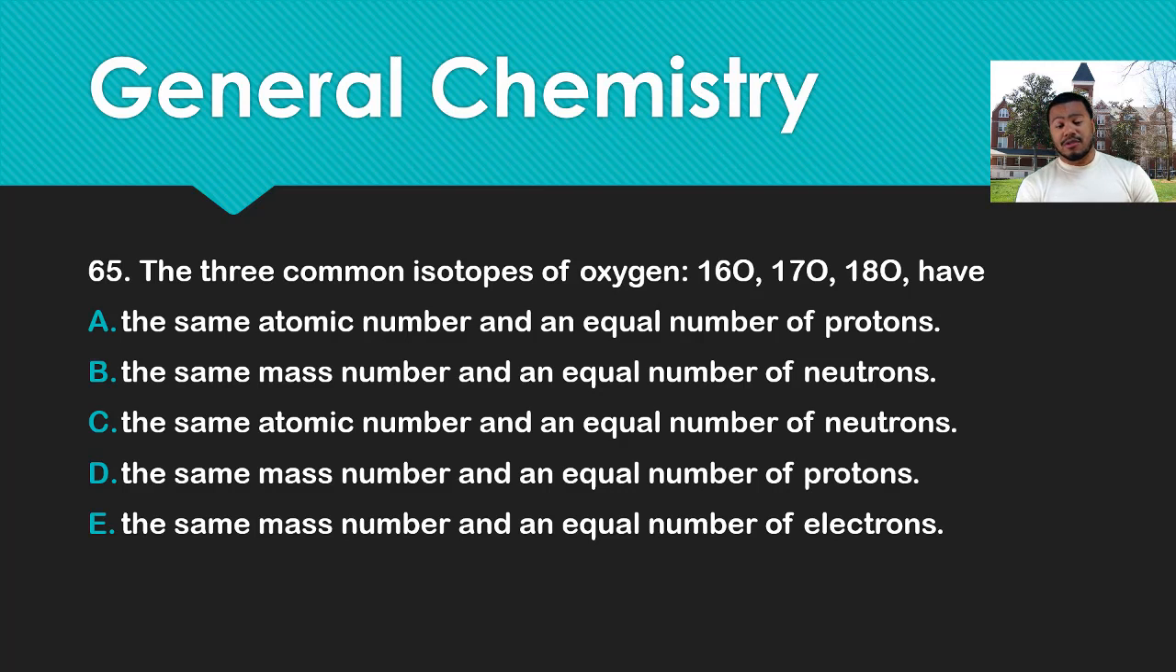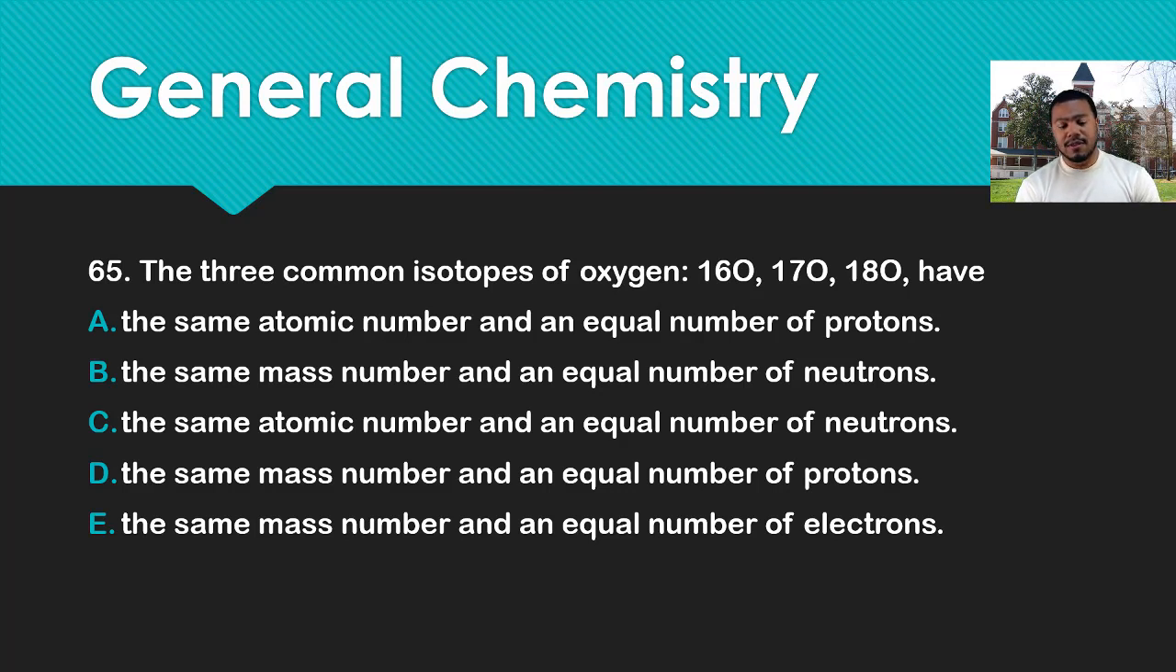Now, with the general chemistry section, let's look at this question. The three common isotopes of oxygen, 16, 17, and 18, have which of the following? Is it A, the same atomic number and an equal number of protons; B, the same mass number and an equal number of neutrons; C, the same atomic number and an equal number of neutrons; D, the same mass number and an equal number of protons; or E, the same mass number and an equal number of electrons?